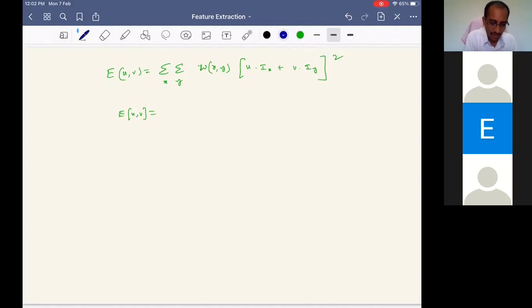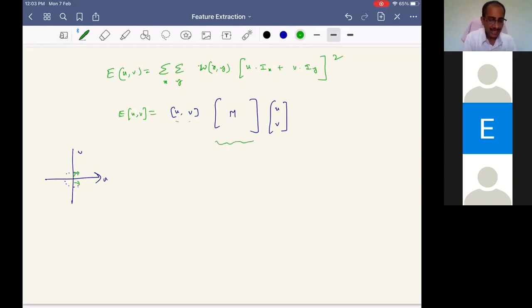What the idea is, can I write this whole thing such that I take out u comma v and write a matrix here. Let this be a 2 cross 2 matrix with M being the matrix, and this is u comma v. Then how does it look? It looks as if u comma v is spreading over all directions. Among all the possibilities of u comma v, this matrix M in some sense captures an error, or the variance, of the intensity profiles from I of x comma y to I of x plus u comma y plus v.